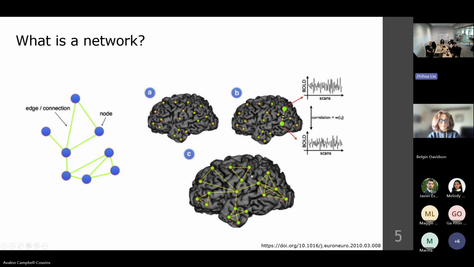And in the case of DTI, these connections can be a direct structural relationship based on the white matter density between two regions. Or in the case of my research, we looked at the fractional anisotropy, which is a measure of brain white matter microstructure.